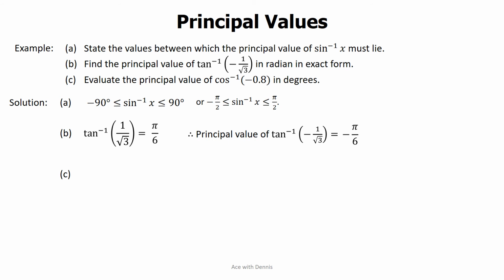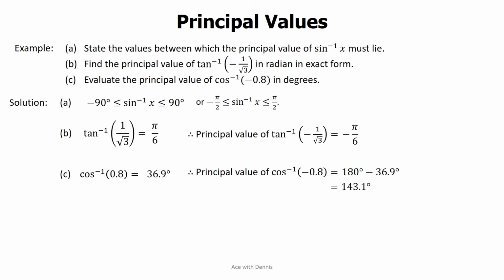For C, again it is very similar to B. We want to find the basic angle. Inverse cosine of 0.8 is 36.9 degrees. Cosine is negative, and the principal value for cosine is in the first and second quadrants. Therefore, it should be in the second quadrant. Then the answer will be 180 degrees minus 36.9 degrees, and the answer is 143.1 degrees.